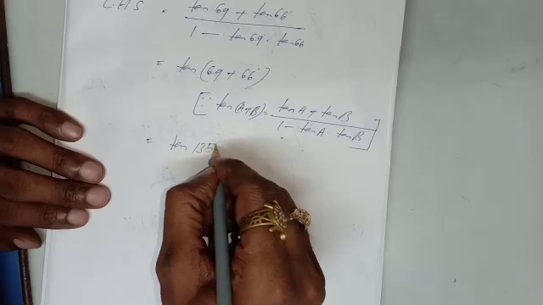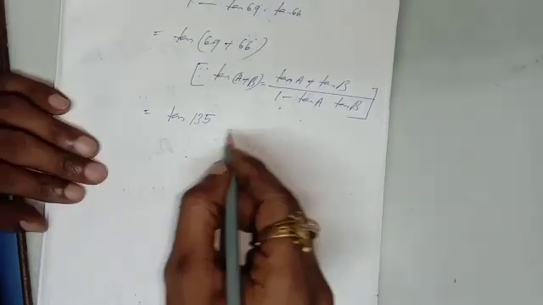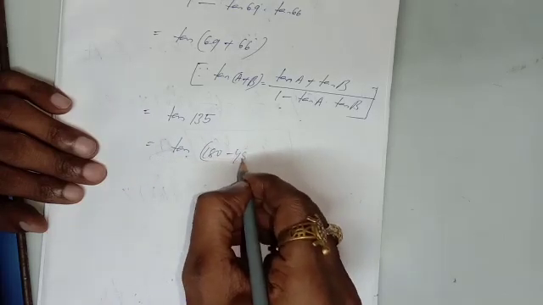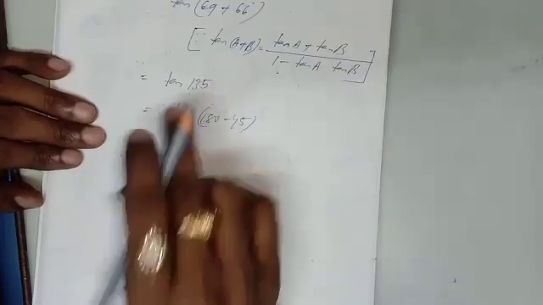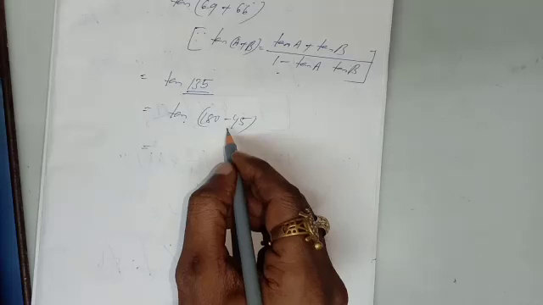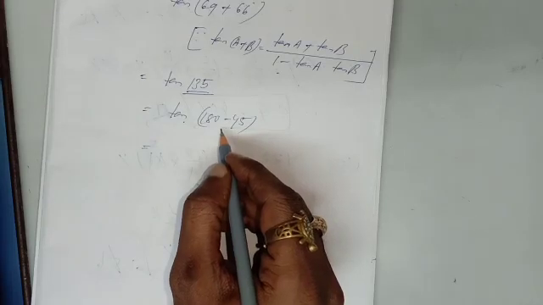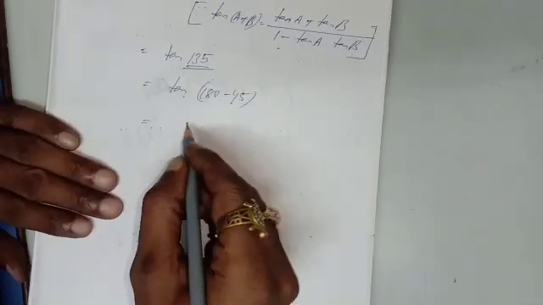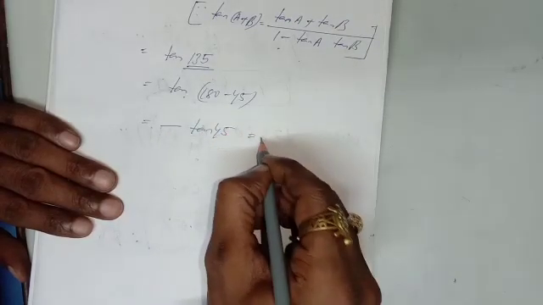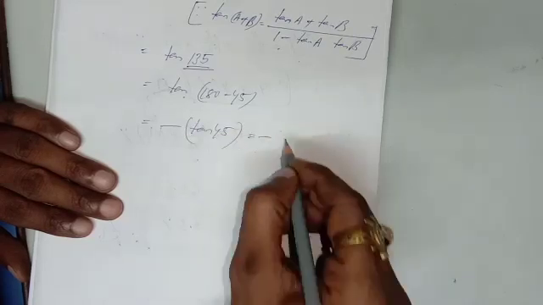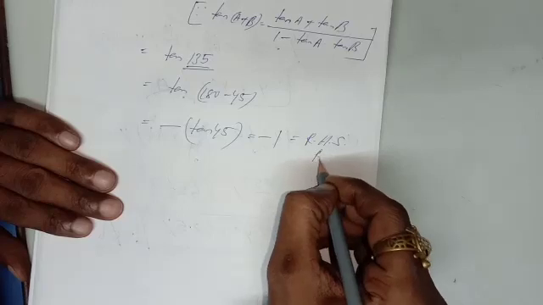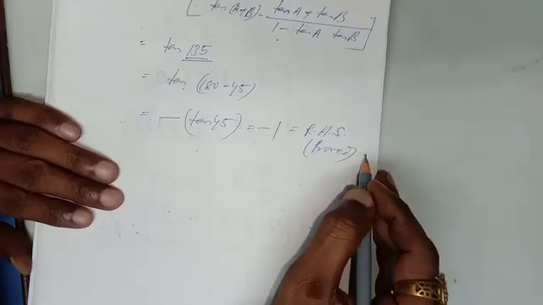135. Tan 135 we can write like this: 180 minus 45. Just replacing 135 by 180 minus 45. Tan 180 minus theta, this will be second quadrant. In the second quadrant this will be negative, so minus tan 45. Minus tan 45 is how much? Minus 1, which is nothing but your right hand side. I hope it is clear for you. Let us go to the next number.